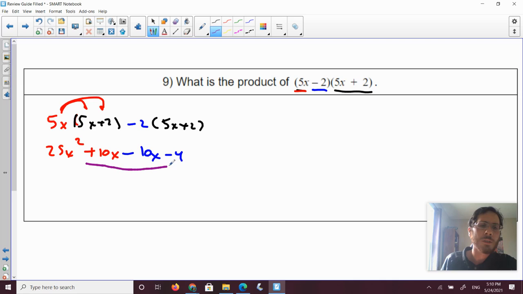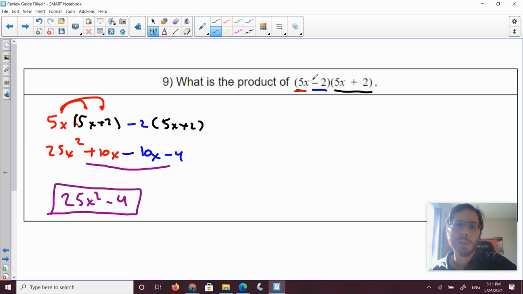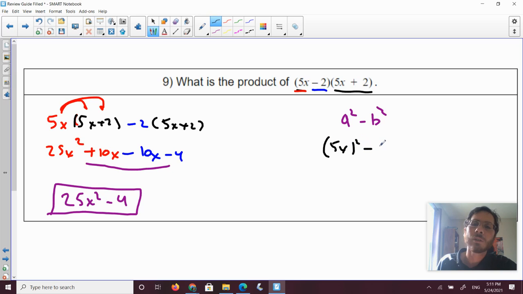And this is what's kind of cool. We can see that these two things are going to cancel out. So we're just going to be left with 25x squared minus 4. So the trick to this one is if we recognize the form as a minus b times a plus b, that's always going to have the form a squared minus b squared. So it's going to be 5x squared minus 2 squared. Which again, if we put those in, well, that's just going to be 25x squared minus 4. But that's a specific trick that has to have this form. If you don't have that form, you can't use the trick, and you have to multiply them out, either with the double distributive property or with the boxes.